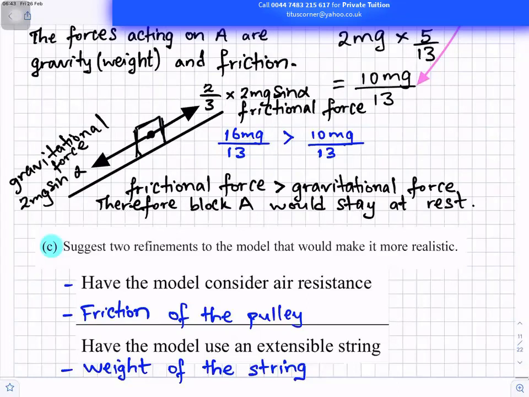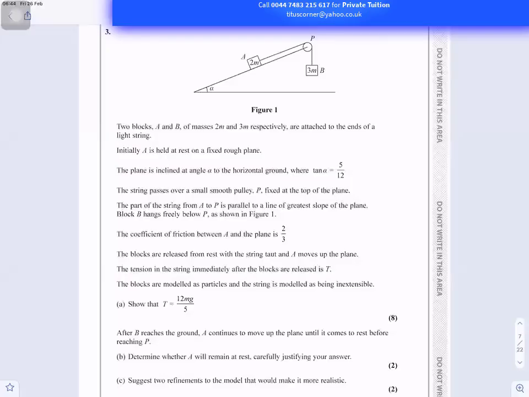Part C, suggest 2 refinements to the model that would make it more realistic. Normally, there's air resistance, so we have the model consider air resistance. The friction of the pulley, there's friction. And then you have the model use an extensible string and the weight of the string. Those are 3 things you can consider to make it more realistic. That's question 3.